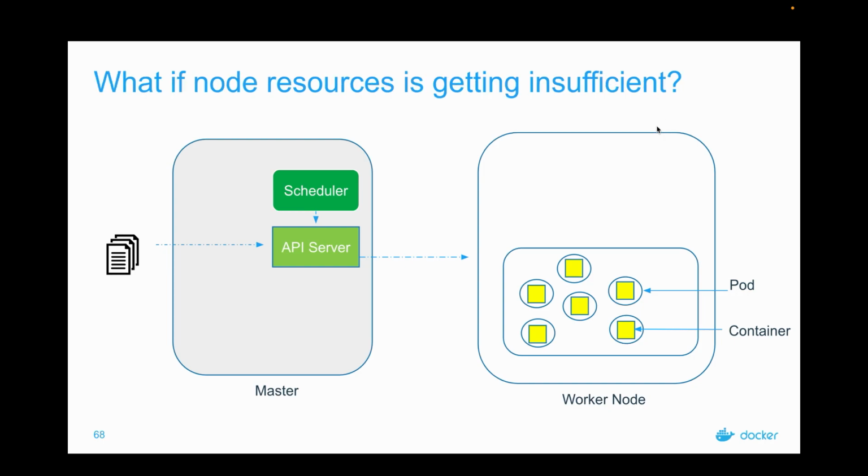This looks good, but what if the node resources are getting insufficient? Say you have a bunch of containers running inside a pod, and the number of pods is growing. As you can see here, you have pod 1 and pod 2. Okay, so as you can see here, the number of pods increases, right? And if the resources in the node are insufficient, like the CPU and memory.